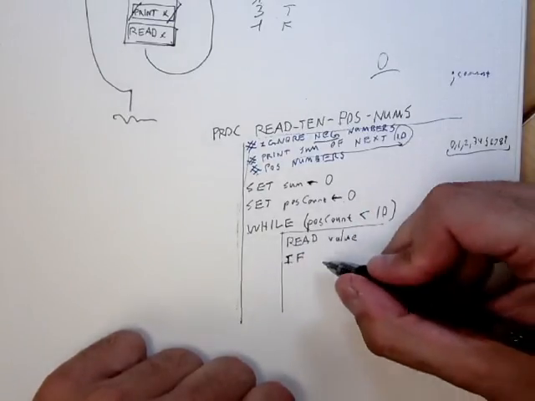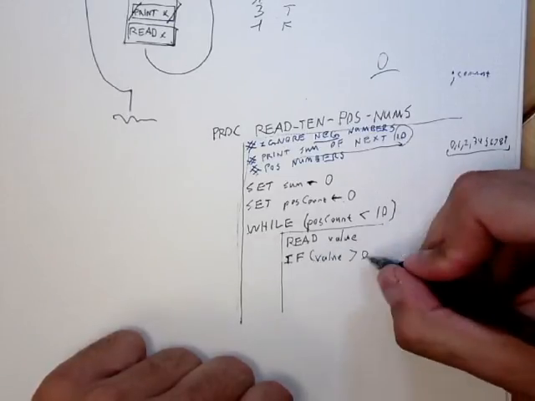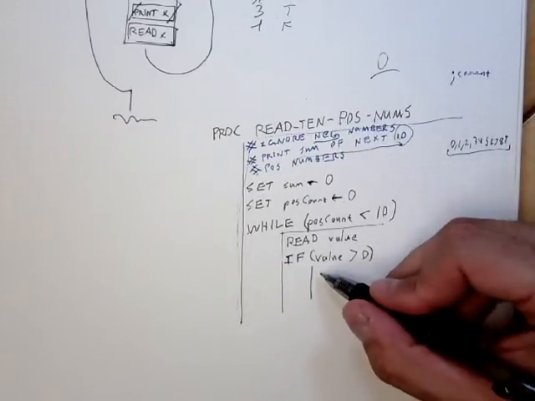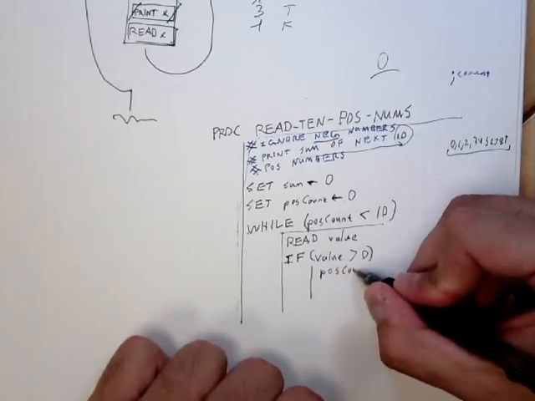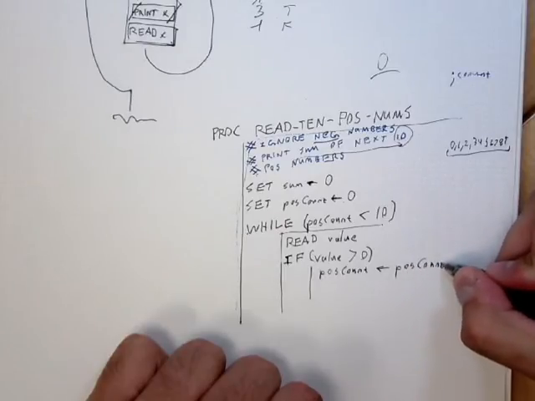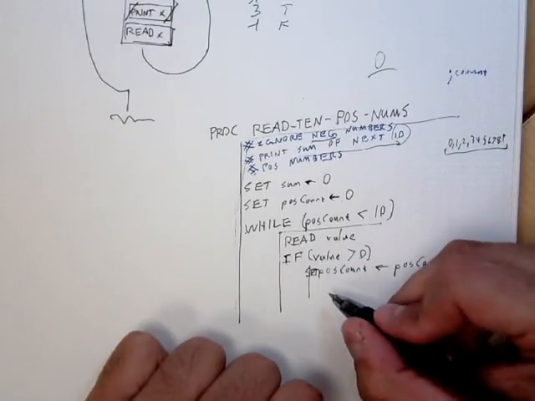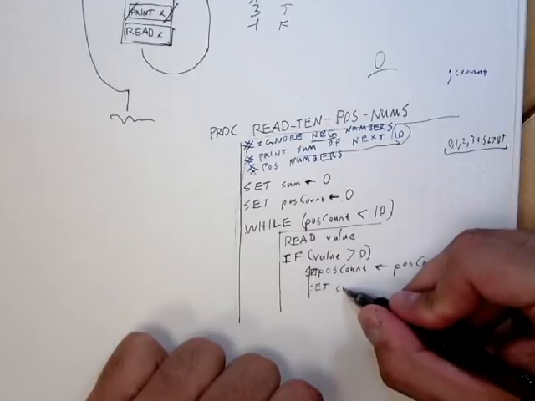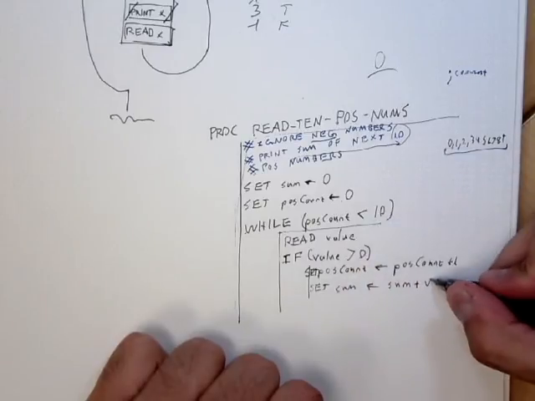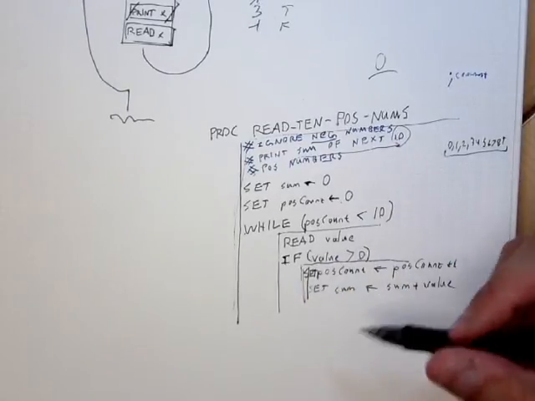So I can say if, and now I'm checking if value is greater than 0, and I can have nested in yet another block of code. And only in that case do I set pos count to pos count plus 1. So that's set. And then I can set sum to sum plus whatever that value was. Right? So this is an even more nested block of code.